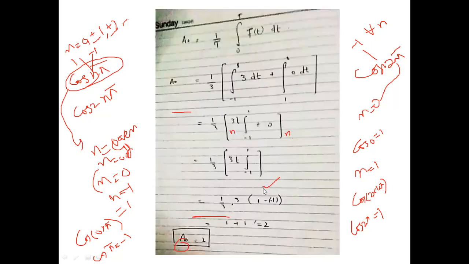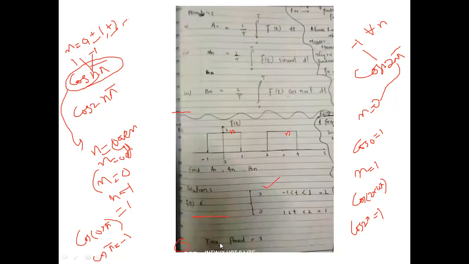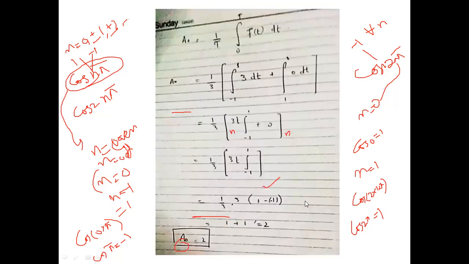a naught is 1 over T, integral from 0 to T of f of t. Now T is from minus 1 to 1, its value is 3, and from 1 to 2, its value is 0. So applying the integration, putting the values, we will get a naught is equal to 2. Now the area under the curve for the positive and the negative portion are not equal, so you will have some value for a naught.